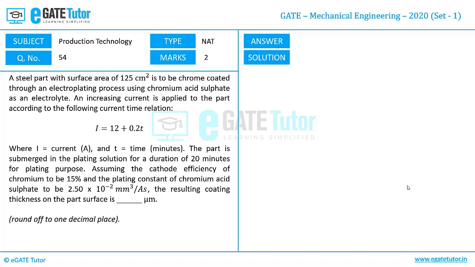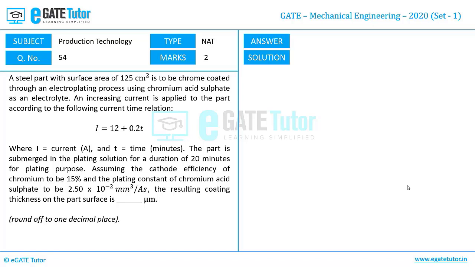Assuming the cathode efficiency of chromium to be 15% and the plating constant of chromium acid sulfate to be 2.5 × 10⁻² mm³ per ampere second, the resulting coating thickness on the part surface is dash micrometer. Units of the desired thickness value on the part surface are given as micrometers, and we need to round the solution to 1 decimal place.